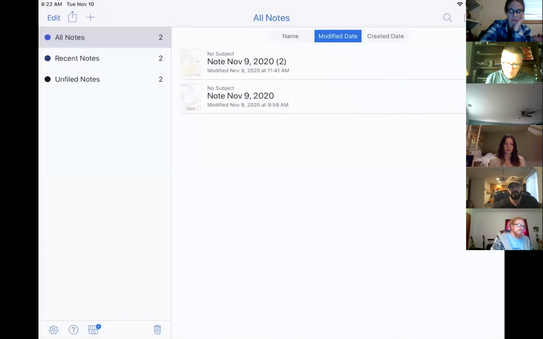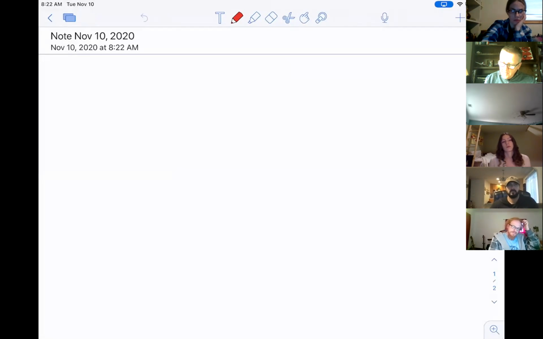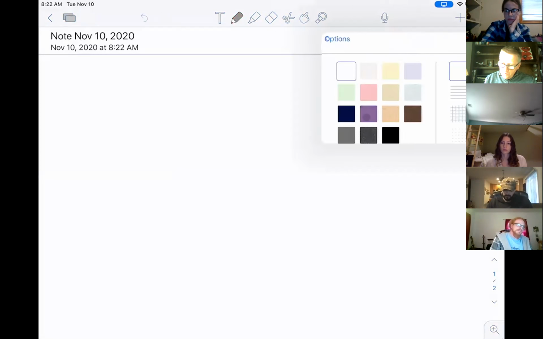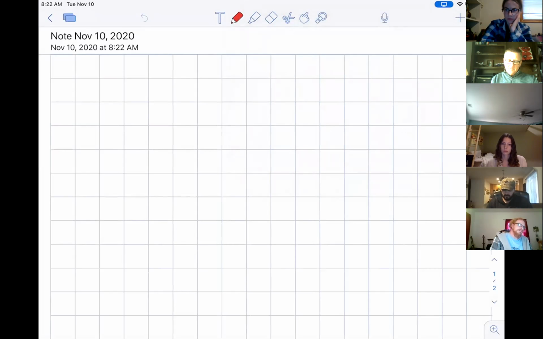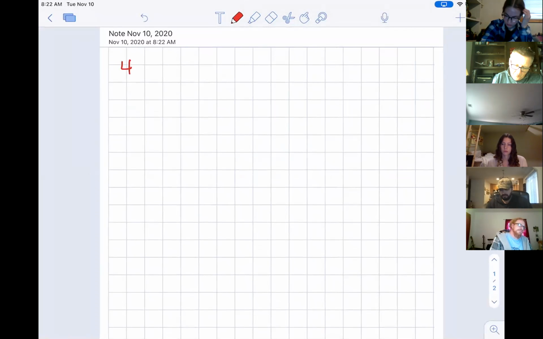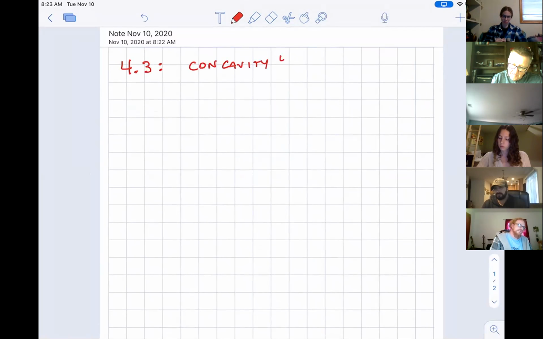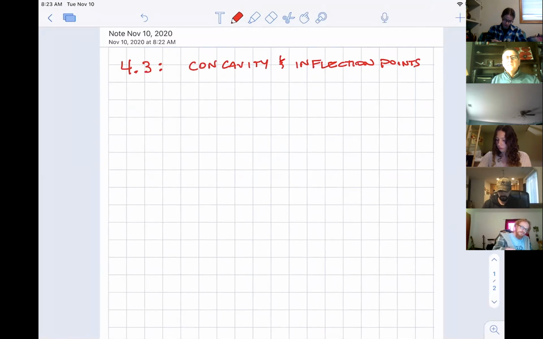Screen is mirroring and we have a note sheet. And I think today, let's just write on graph paper, because graph paper is a cool thing to write on. So 4.3, I'm just going to call this, what am I going to call this? I guess I'll call it concavity and inflection points. I think your book gives it some name like what derivatives tell us or something like that, which is fine, but this is what it's really about.